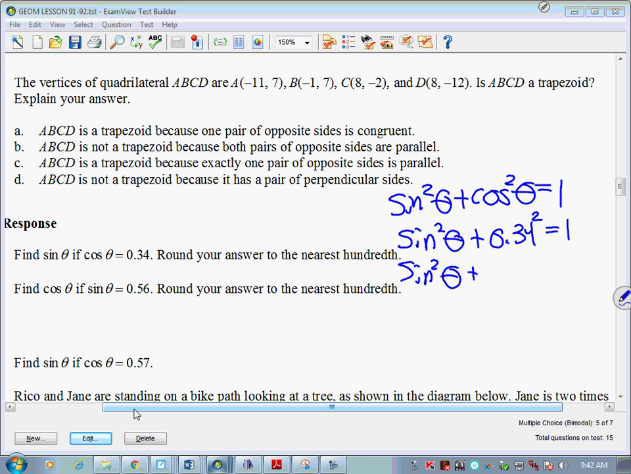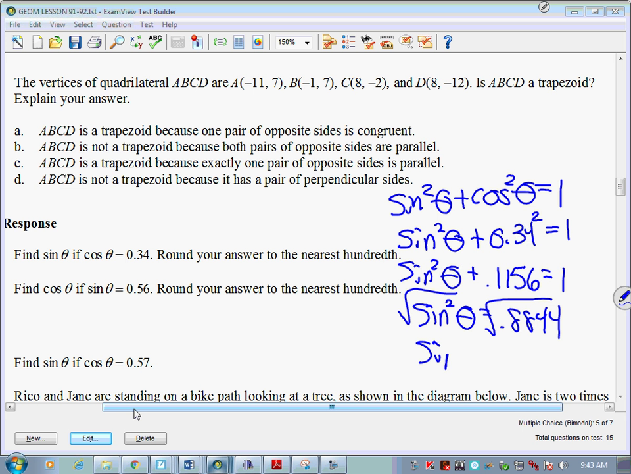Something like 0.1156. 0.1156 equals 1. If I want to find sine, what am I going to do with 0.1156? Subtract it from 1, right? So sine squared theta, what's 1 minus 0.1156? 0.8844, but I don't want sine squared theta, I want sine theta. So what do I need to do with 0.8844? Square root.